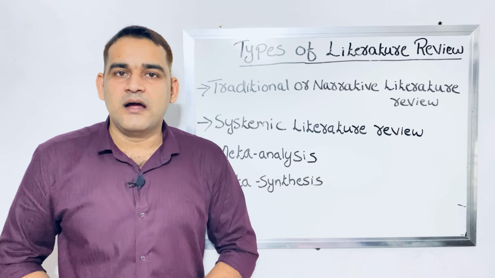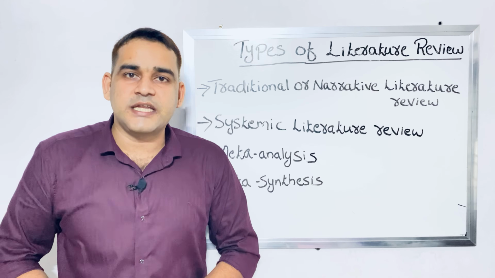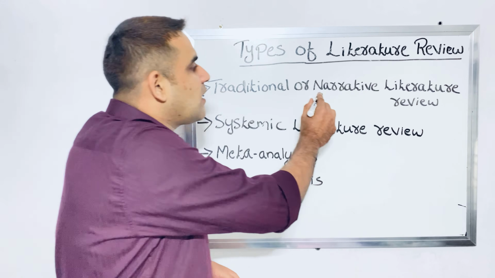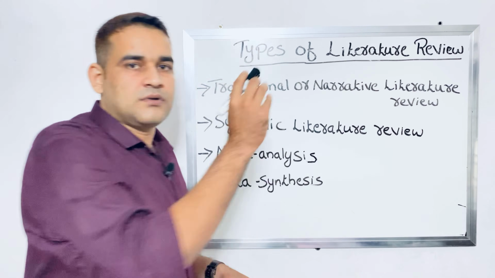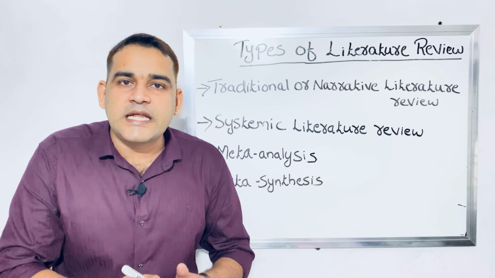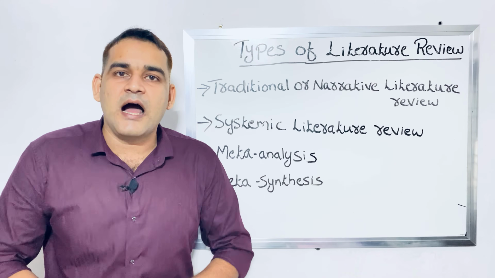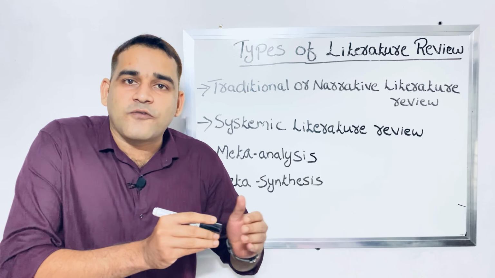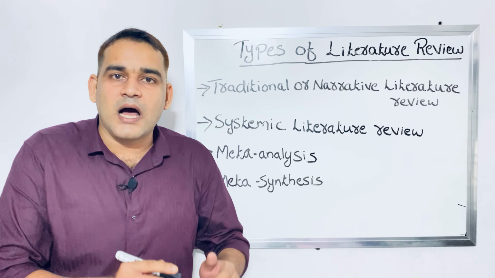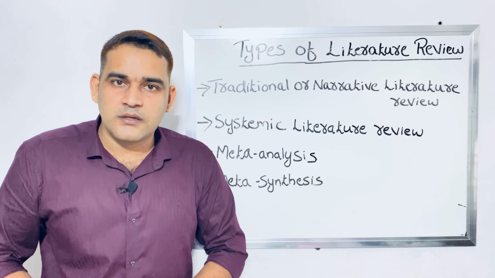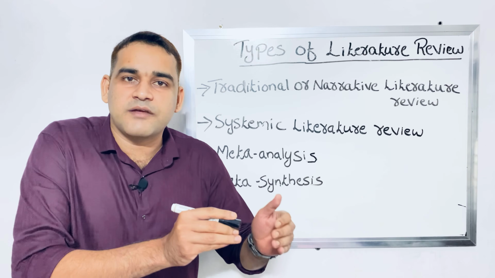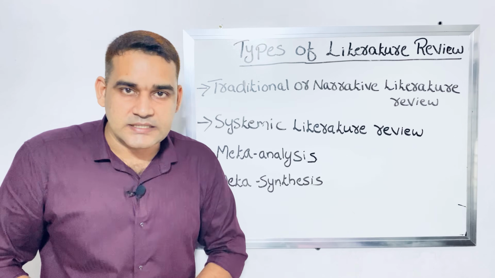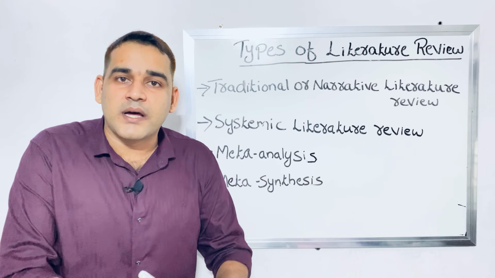Now we can see the types of literature review. It is mainly classified into four. We can see one by one. First one is traditional or narrative literature review. Here, the traditional or narrative literature review provides an overview of the research findings related to a particular topic. It will provide an overview or summary of the research findings, that is, the results of the research regarding the particular topic.